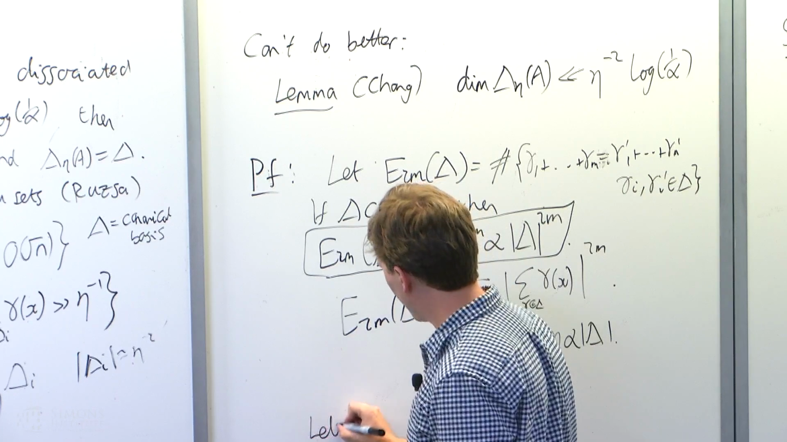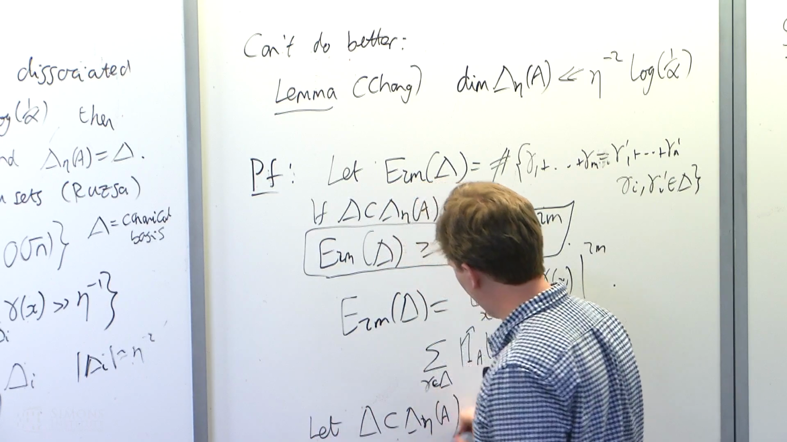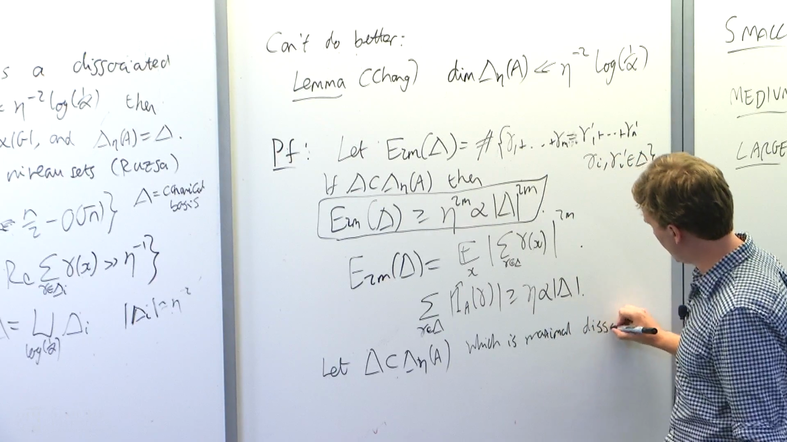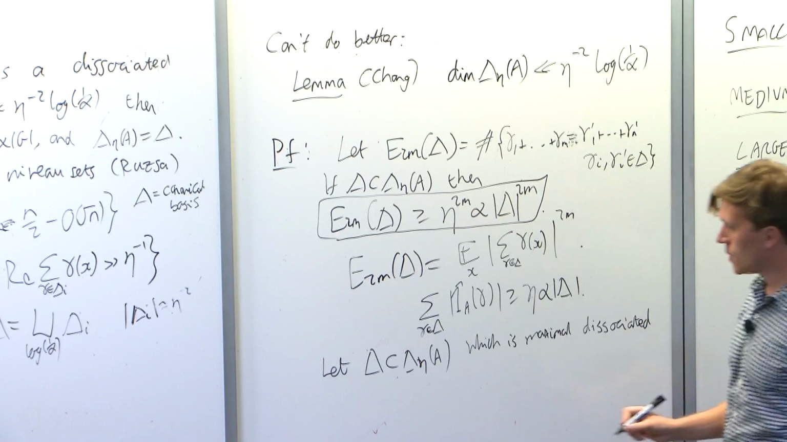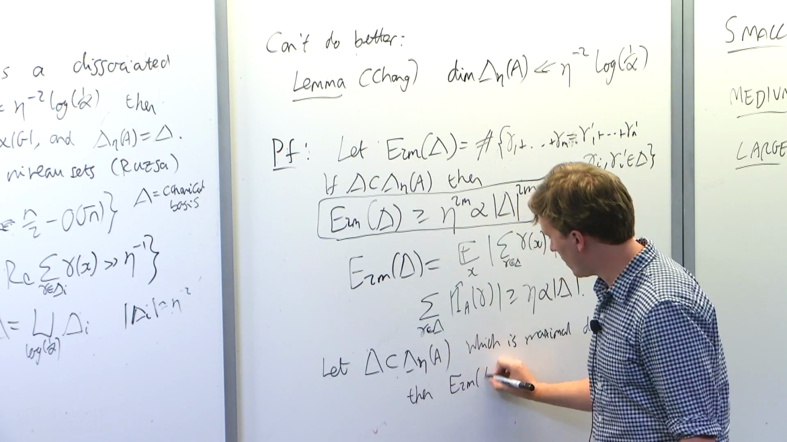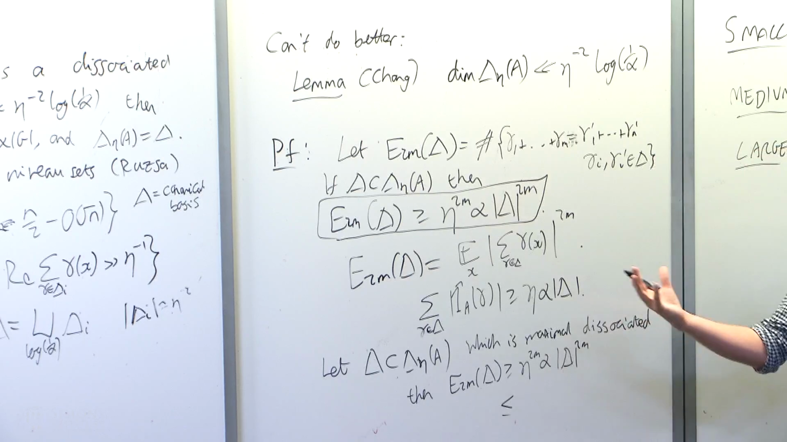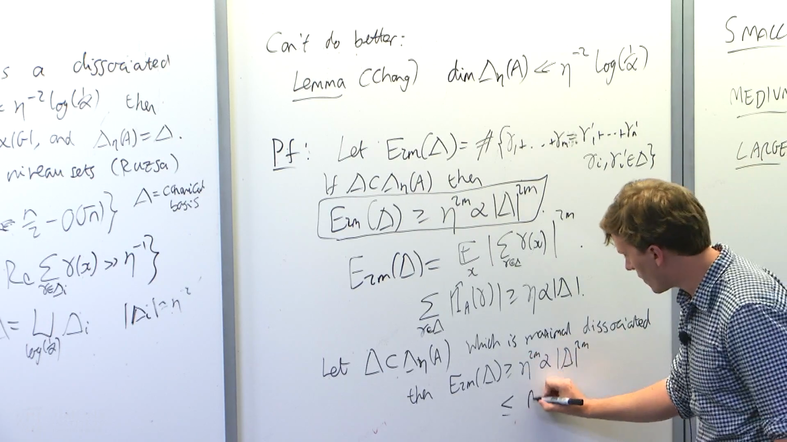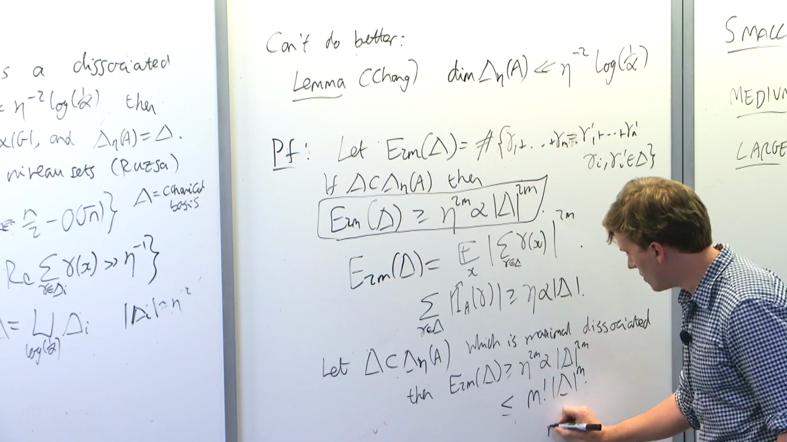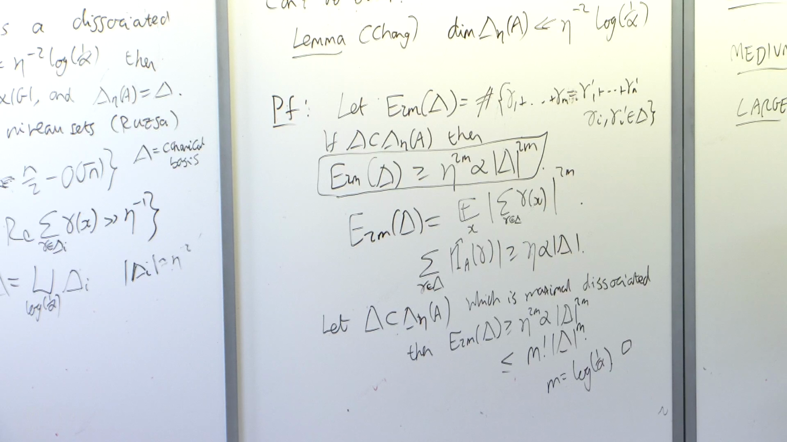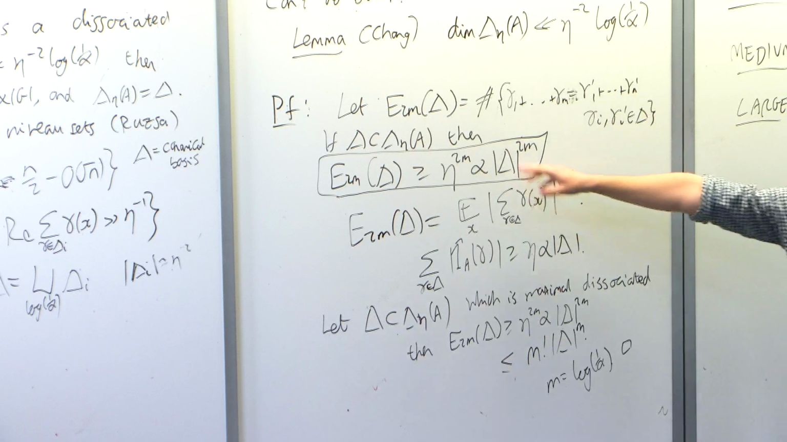So to prove Chang's lemma, I just let delta be a subset of my spectrum which is maximal, a maximal dissociated subset. Then I have this lower bound for the energy. But I also have this upper bound because I know that the only additive relations are the trivial ones. So that's at most m factorial times size of delta to the m. And I just choose m to be like log 1 over alpha, which is the optimal choice. So this eta squared here is where this eta squared is coming from. And then the m is precisely killing off this one factor of alpha, which isn't growing with m.